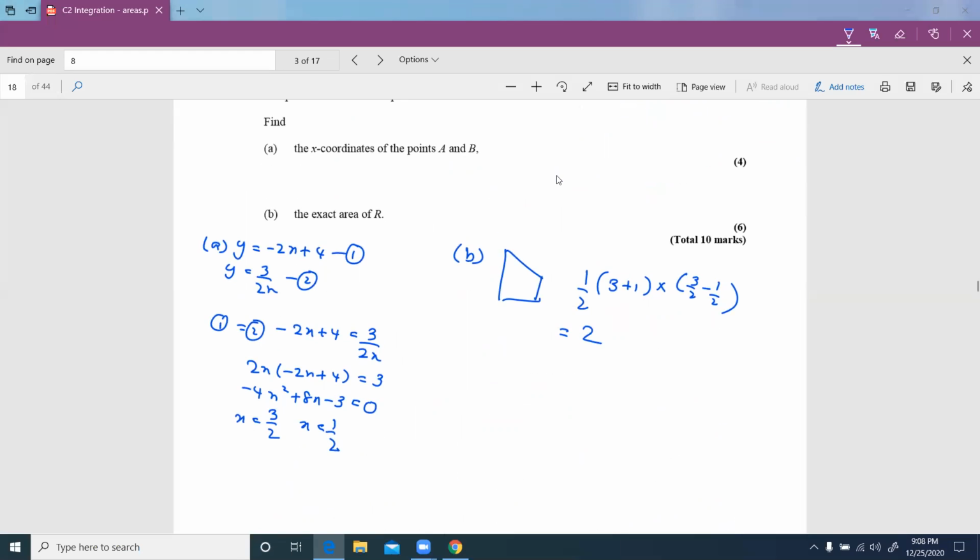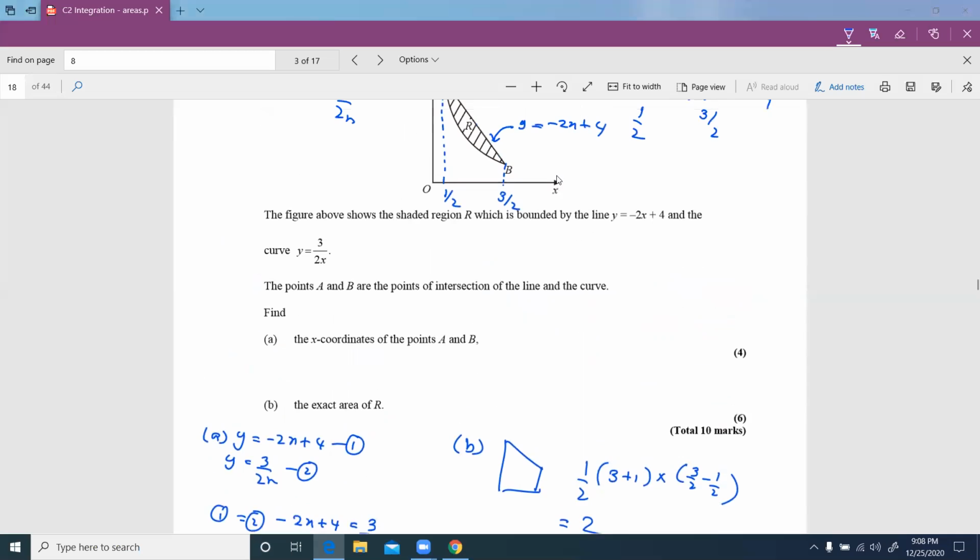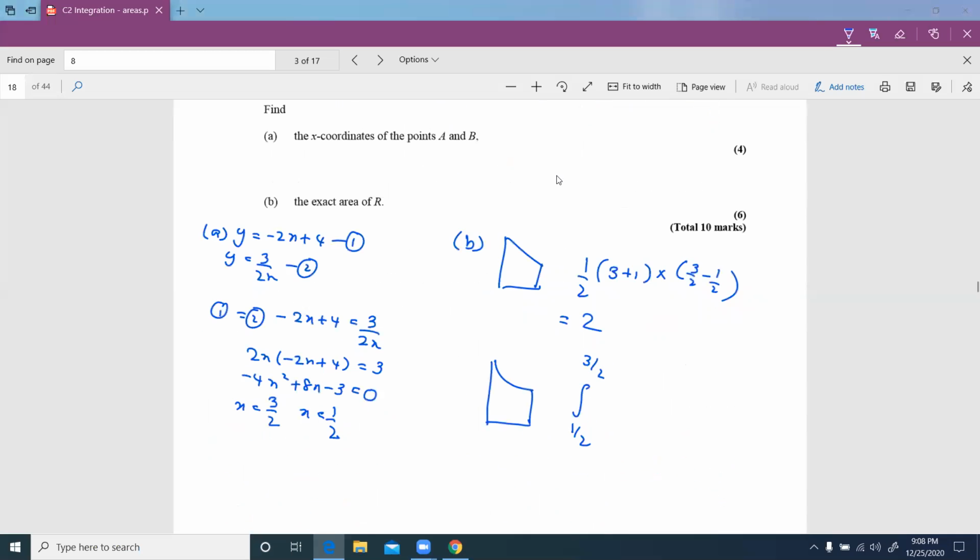Then there is a literal question over that. So in part B, you need to find the area under this curve. This part is the integration from 1/2 to 3/2. But there is a technical problem over here with 3/2x.